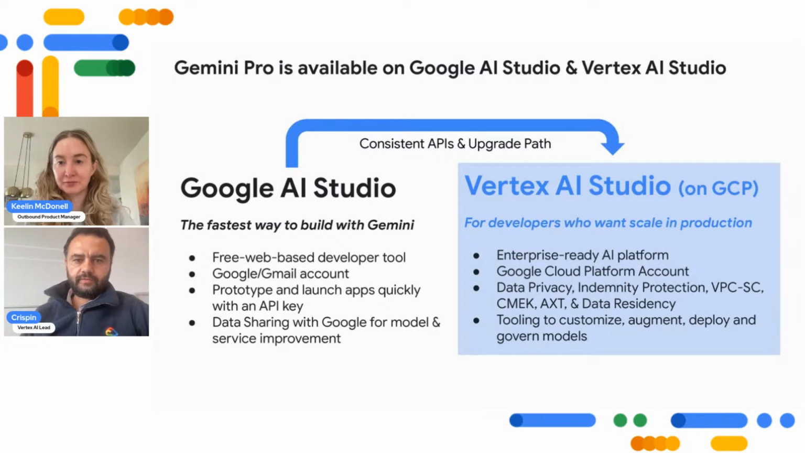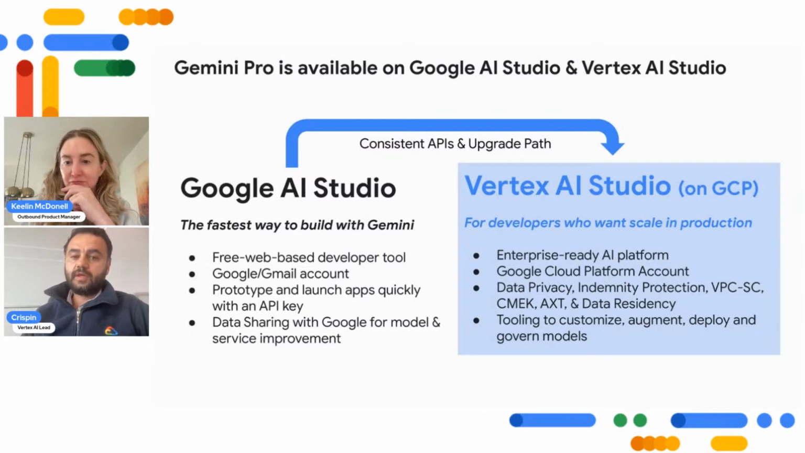Some of the core differences lie within what you want to do with Gemini, right? On the left-hand side, if you want to leverage Google AI Studio, that's probably the fastest way to build with Gemini. It's a free web-based developer tool where with just your Google or Gmail account, you'll be able to get access to it. You can prototype and launch multiple applications very quickly with an API key, and then you can share with Google for model and service improvement.